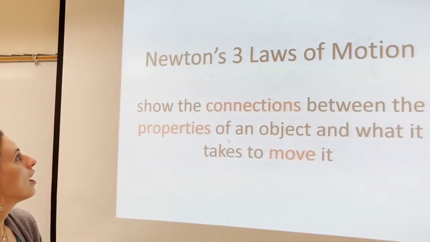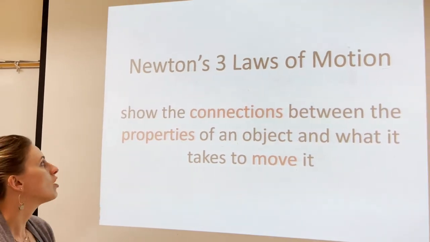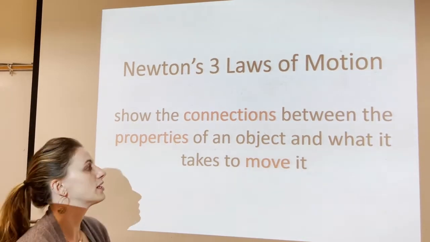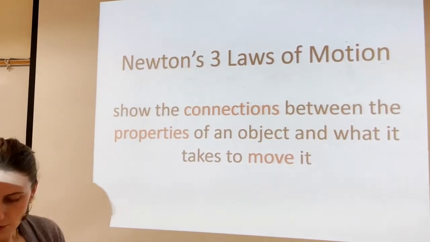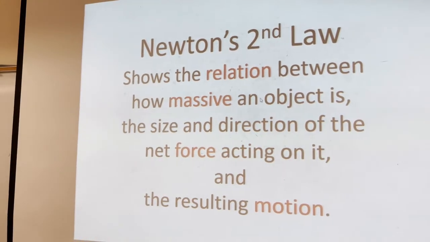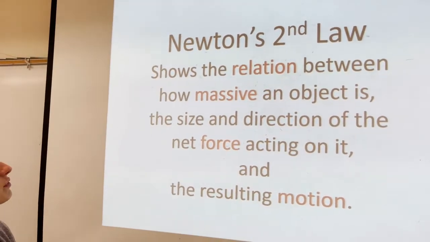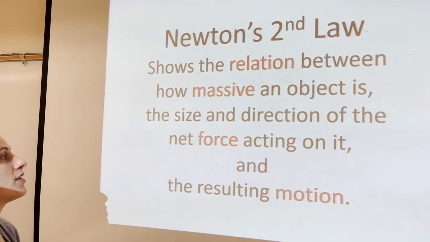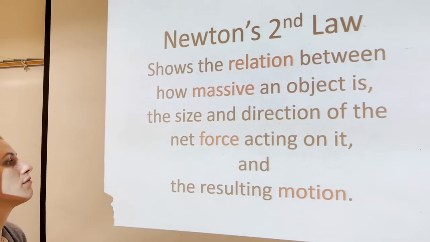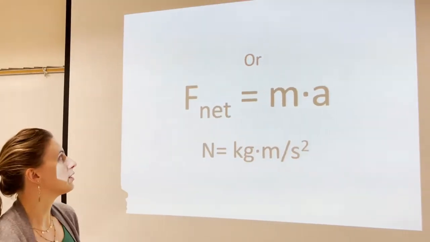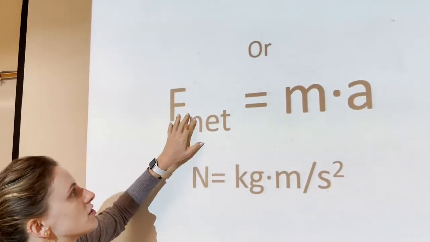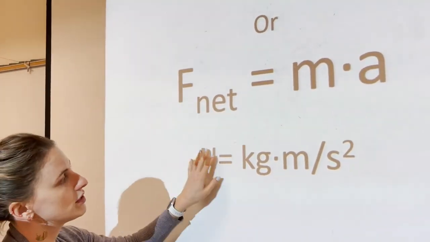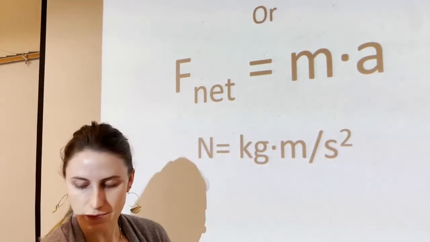Newton's third law of motion shows the connection between the properties of an object and what it takes to move it. Okay, so Newton's second law shows the relationship between how massive an object is, the size and direction of the net force acting on it, and the resulting motion. Here we are. Net force equals mass times acceleration. For force we have newtons, for mass it's kilograms, and for acceleration it's meters per second squared.